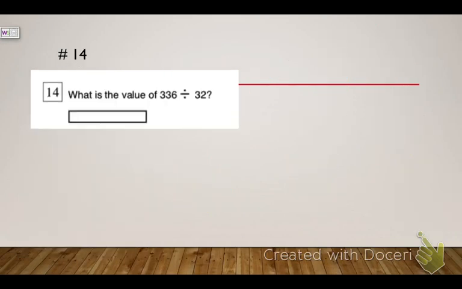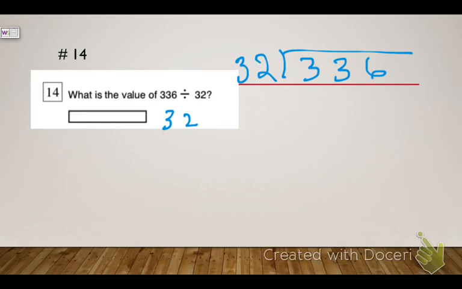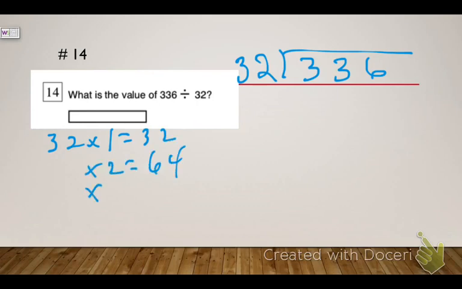Alrighty, here we go, ladies and gentlemen. 14, another division problem. We got beat up by division. It took us out in the back shed and it whooped us. Just whooped us badly. Alrighty, kids. 32 times 1. Oh, Mr. Coleman, you're going to run out of room. Let's put it over here. Sorry, kids. 32 times 1, 32. Times 2 is 64.